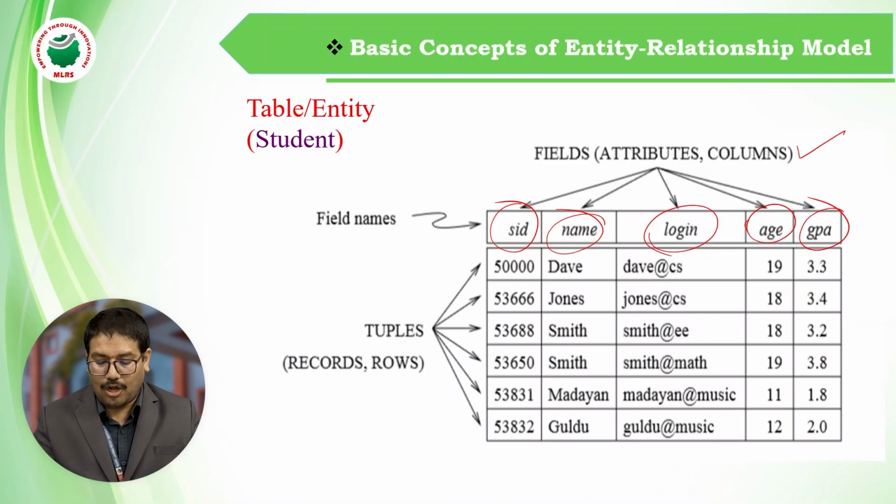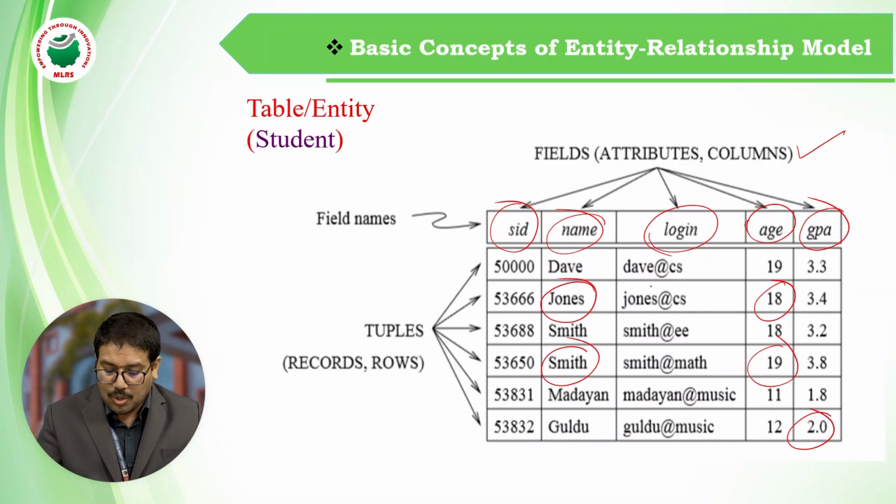And in this column, every one entry is called a field. Remember, SID is a field, name is also a field. Johns is also a field, Smith is also a field, 19 is also a field, 18 is also a field, and 2.0 is also a field. Every entry in the relational database is called a field.